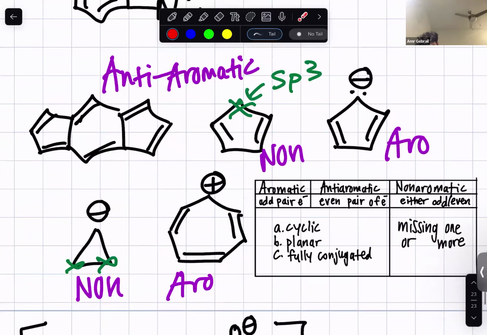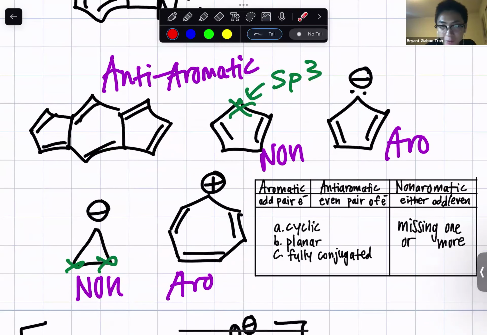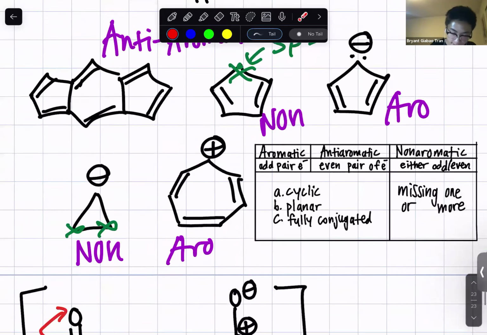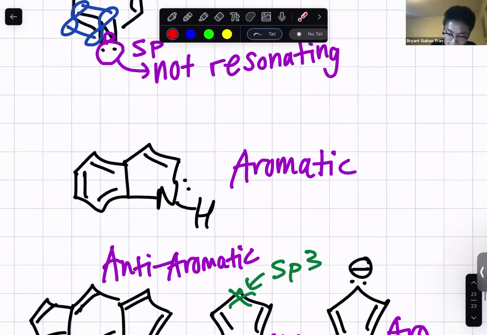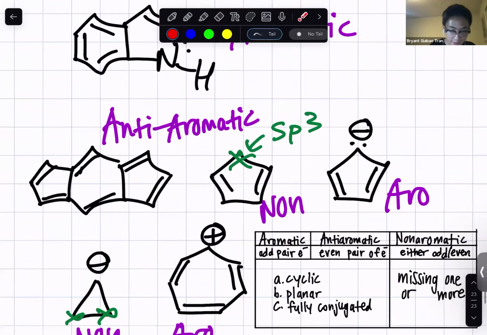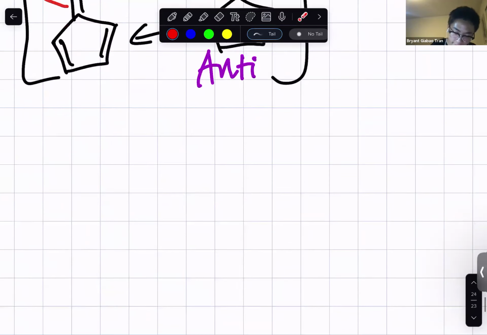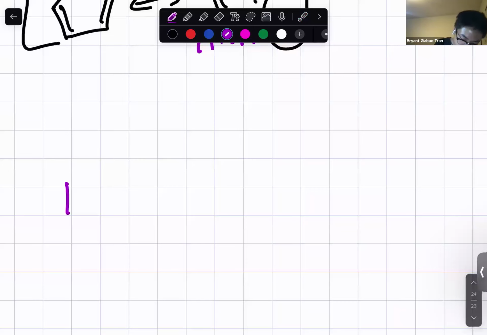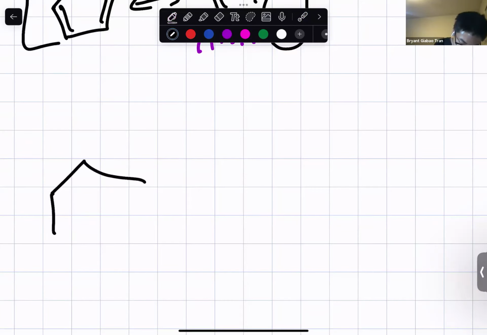So the other tricky one is not tested, because it is really hard to tell if something is going to be planar or not. In all of these cases, we just assume that it's planar because all of them are sp2 hybridized. But there are some weird examples that even though all of them are sp2 hybridized, they are not planar. And the reason why is because of steric hindrance. And I'll show you an example of that.